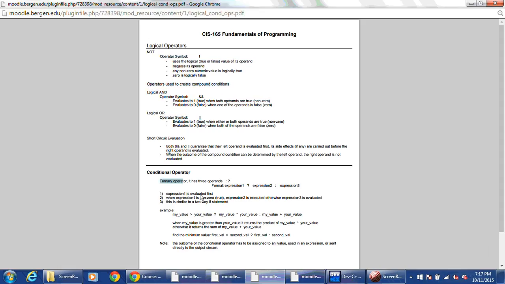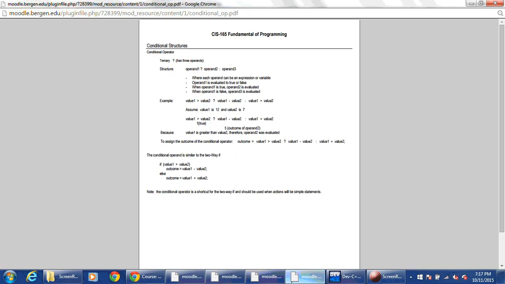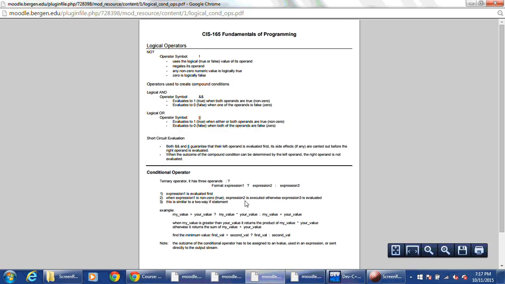And then the last thing I want to go over is something called a ternary operator. A ternary operator is going to ask the question if-else. So you have expression 1, question mark, expression 2, and then expression 3, separated by a colon. Very simple. Don't get scared by this. Expression 1 is going to be a Boolean expression.